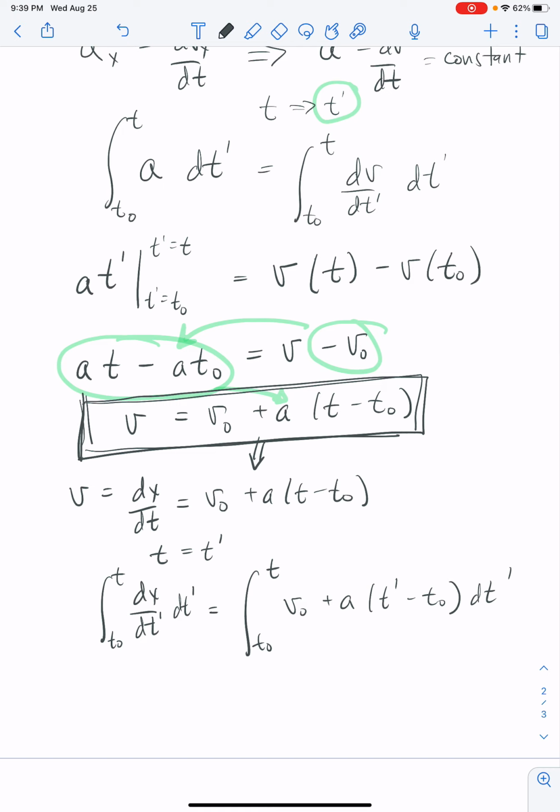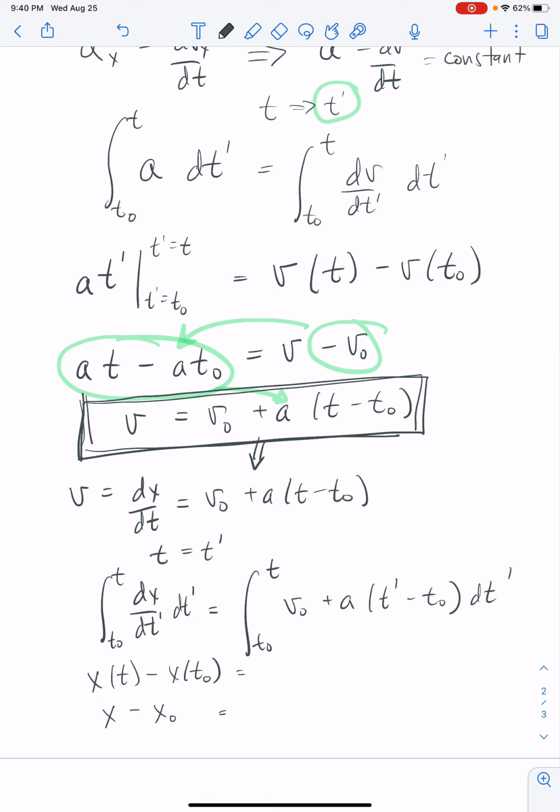Okay. And now on the left side, I can do like I did in class and change variables, or I can just use the fundamental theorem of calculus. There's probably an easier way to do this. So we will just say on the left that this is x of t minus x of t naught. And as before, we'll just rename x of t to just be x, and x of t naught we're going to call x naught. All right, so that's my left side of my equation.